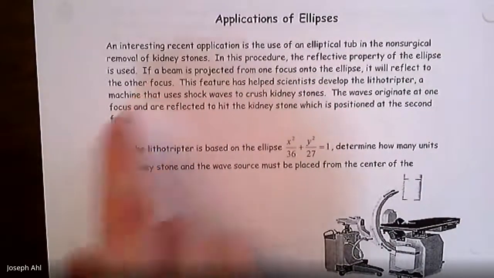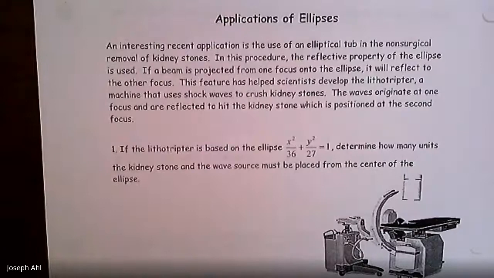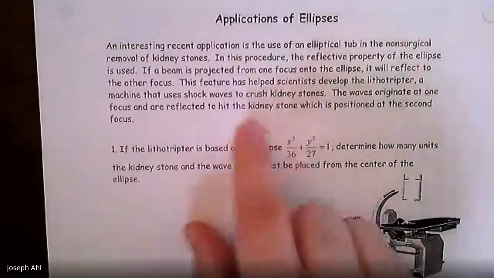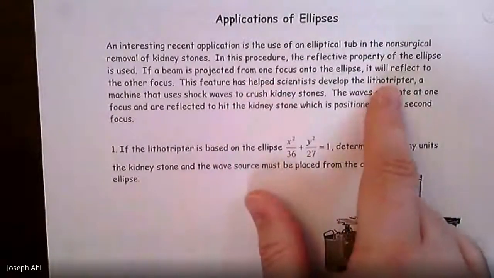So what we do is place the patient at one spot where a focus would be and the beam at the other. If you shoot this laser beam off the side of this elliptical tub, it would reflect off of that and hit the other focus, which is where you're going to place your patient with their kidney stones. So this fancy name for the machine, by the way, is called a lithotripter.